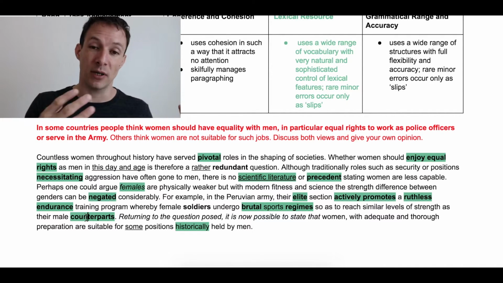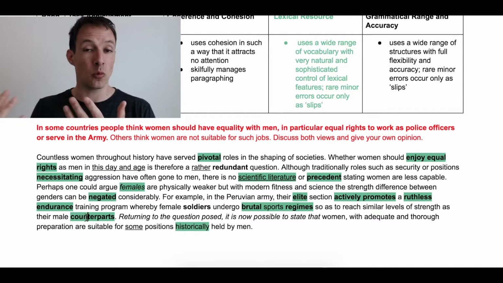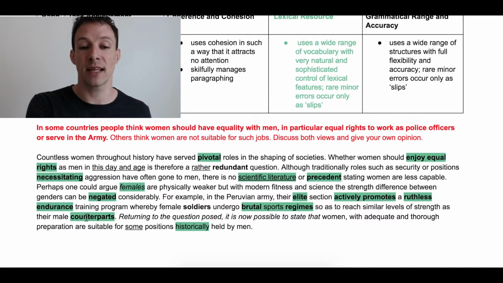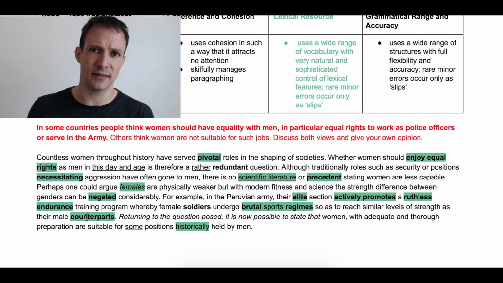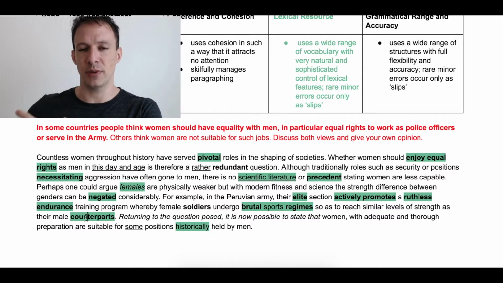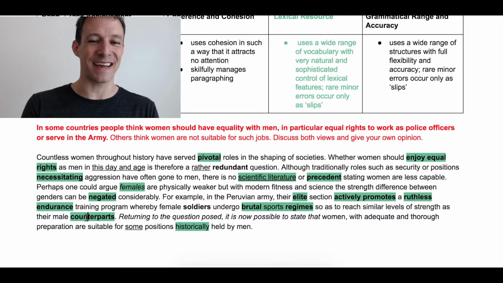So instead of talking about genders or repeating the term genders or equal rights between men and women, I've used the male counterparts, which basically means their colleagues or competitors, just basically the people next to them. Not the best description, but you get the idea.